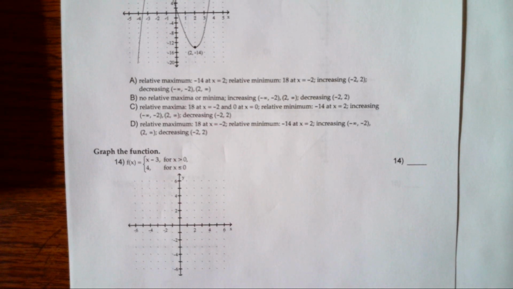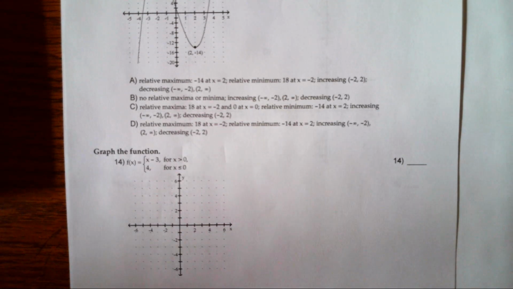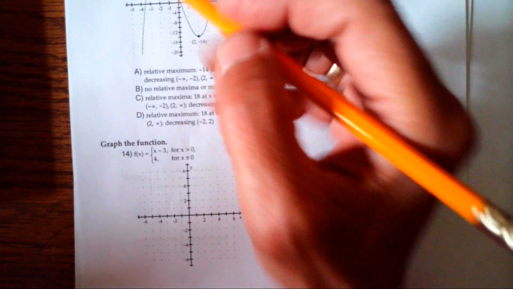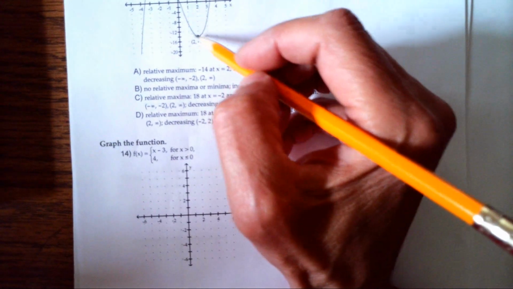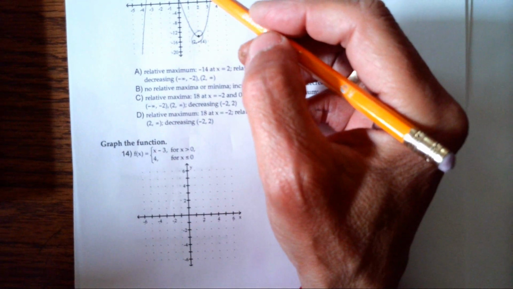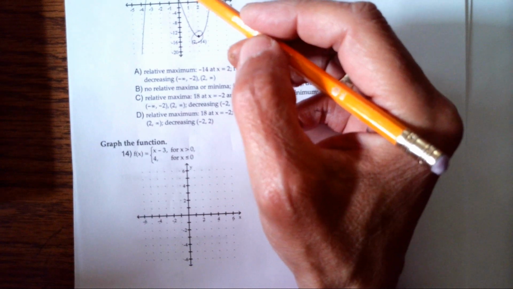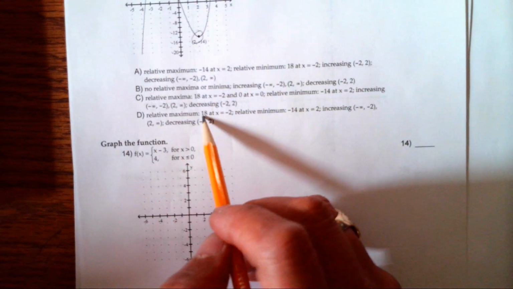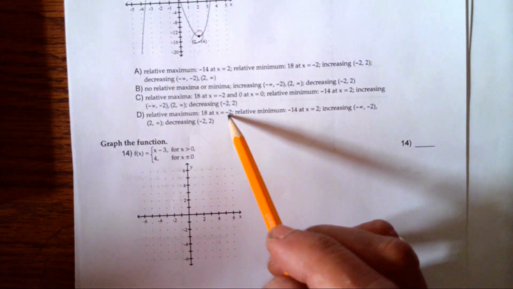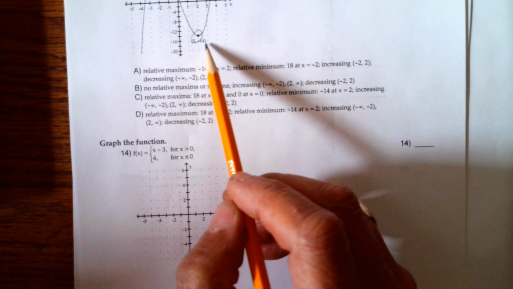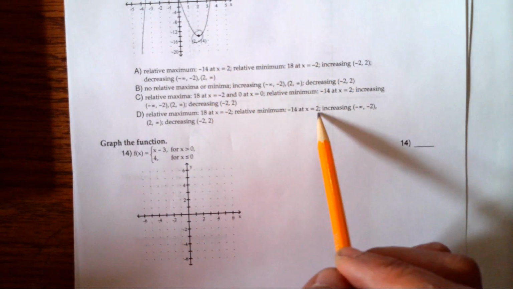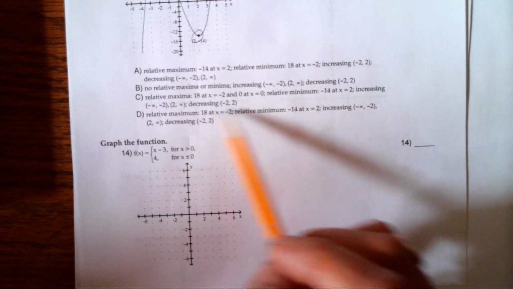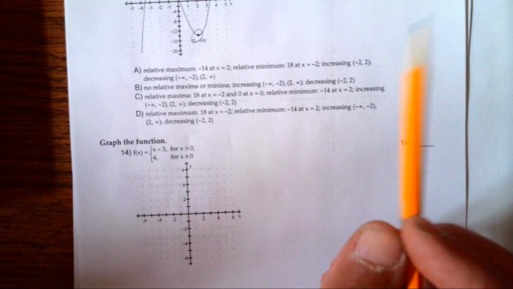Number 13. What I'm looking for, I'm kind of zeroing in on a maximum and a minimum. I got a maximum here of 18, and it occurs when x is equal to -2. So I'm trying to find that here. Letter D, I got a maximum of 18, and it happens at x equals -2. That's looking real good. I've got a minimum of -14. There it is, and it happens when x is equal to 2. Letter D is the only one that had the right max and right minimum.